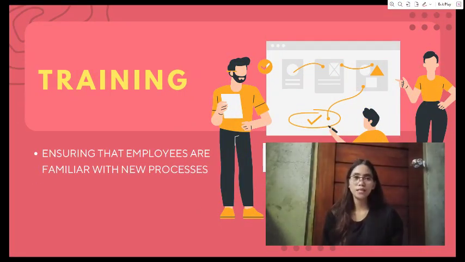The fifth one is training. Provide necessary training to employees who will be directly involved in the program. This ensures they are familiar with the new process, tools, or systems. So employees are required to train so that they can be familiar sa mga process, tools, or even sa mga systems when implementing the program. And with training, employees also gain extensive knowledge in implementing the program and get more experience.